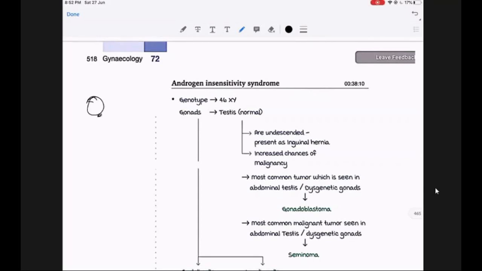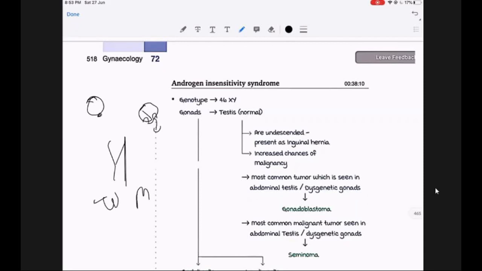Now what can happen? See, during development, we all have Wolffian duct and Mullerian duct. Now, if you're a male, then you're going to have testis, no doubt. If you're a female, you're going to have ovaries. Common sense. Now, what two cells does your testis have? One is your Sertoli cells. The other cells are your Leydig cells. Your Leydig cells produce what? Androgens.